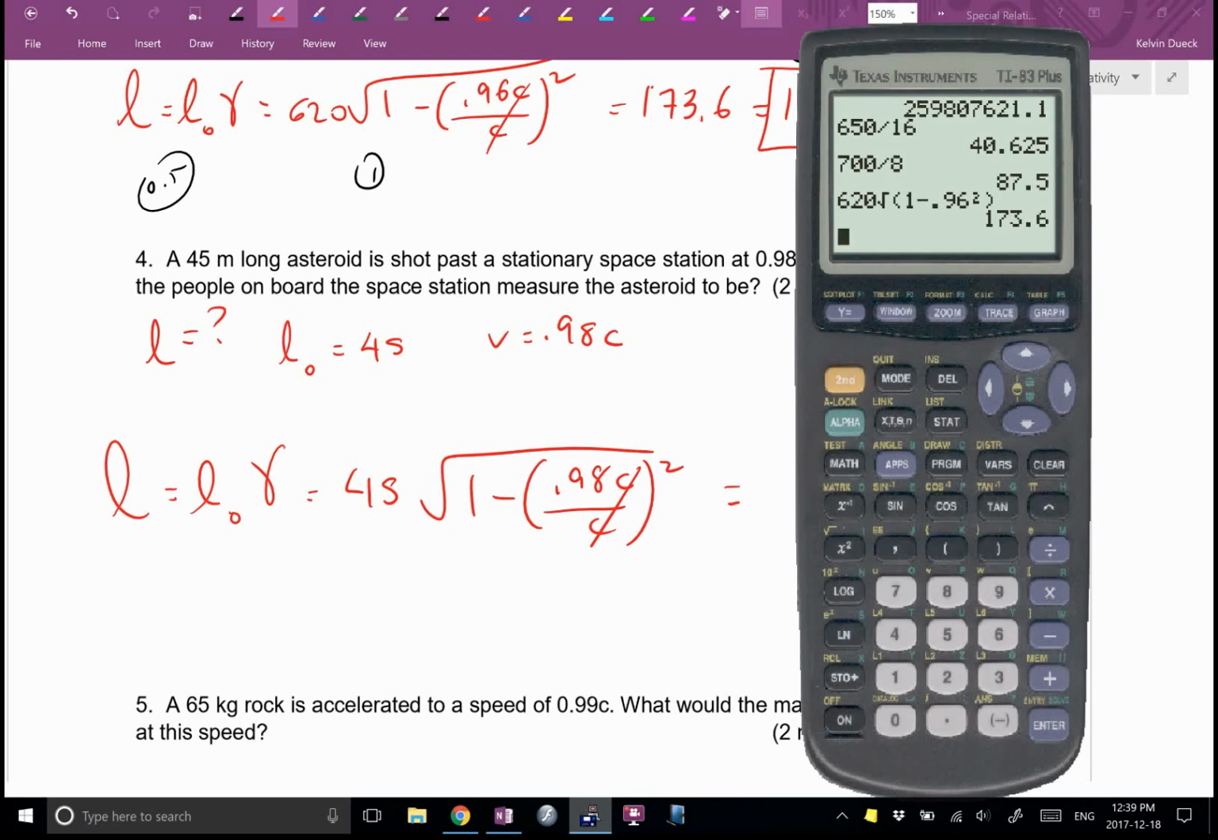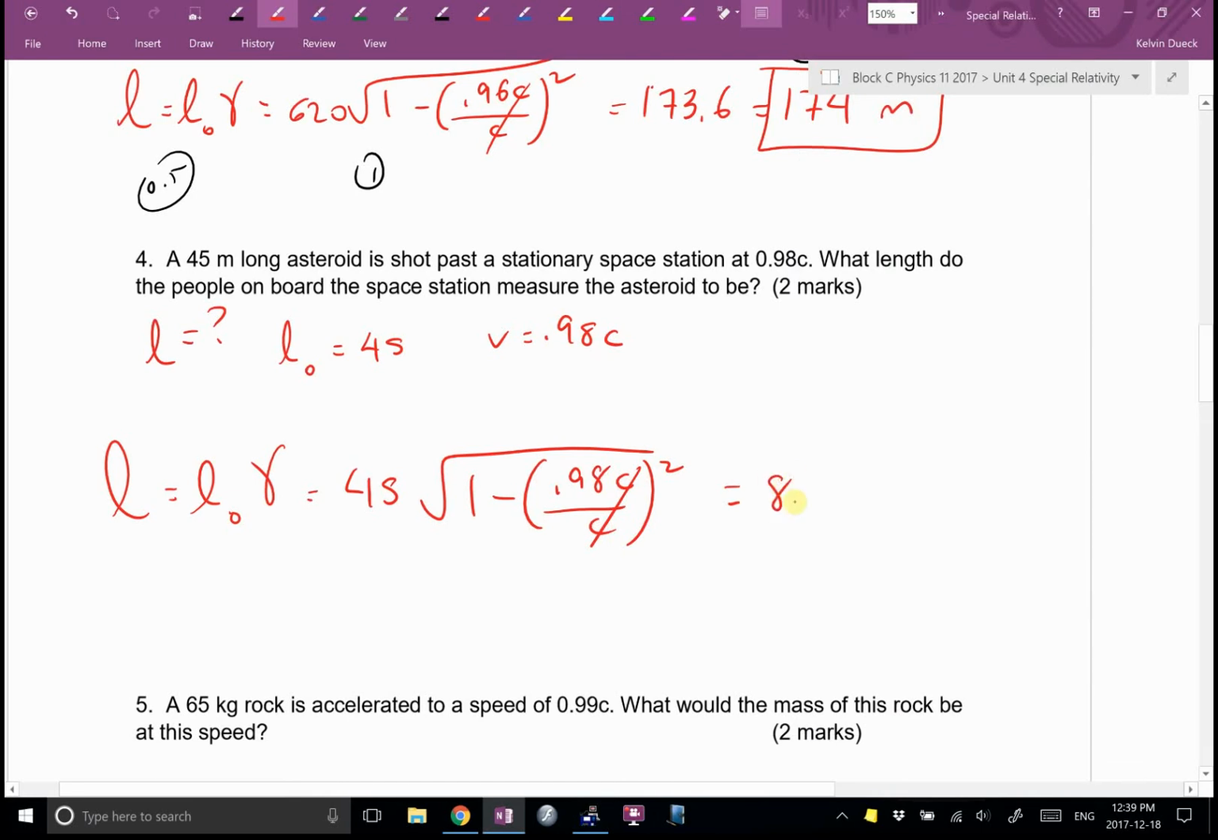Okay. 45 square root of 1 minus 0.98 squared. 8.95? Yeah? Same marking scheme as before. Half mark for the equation, 1 mark, half mark for the answer.